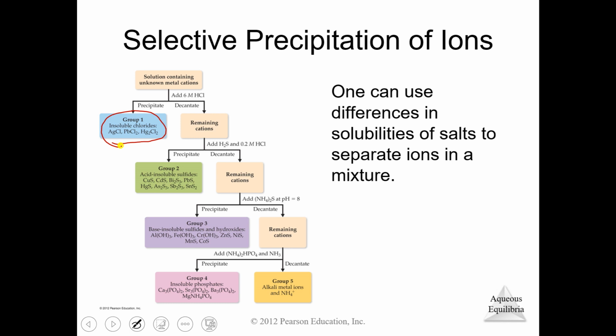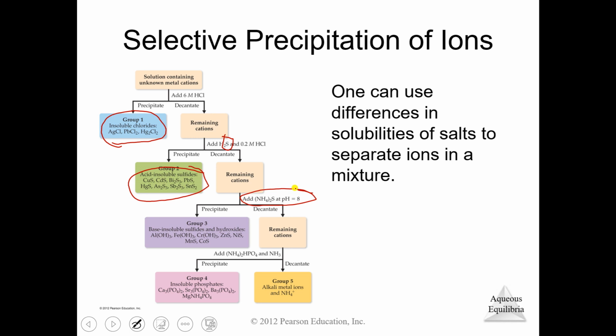Now, if we have our remaining cations and add hydrosulfuric acid and hydrochloric acid, then if we get a precipitate, it's going to be one of these insoluble sulfides. How do I know it's an insoluble sulfide? Because I added a sulfide and I've looked at my solubility rules. If nothing happens and I get no precipitate, maybe I add ammonium sulfide at a pH of 8.